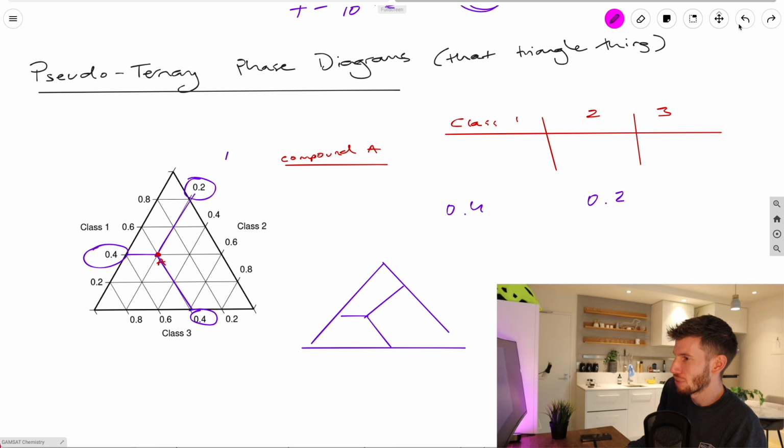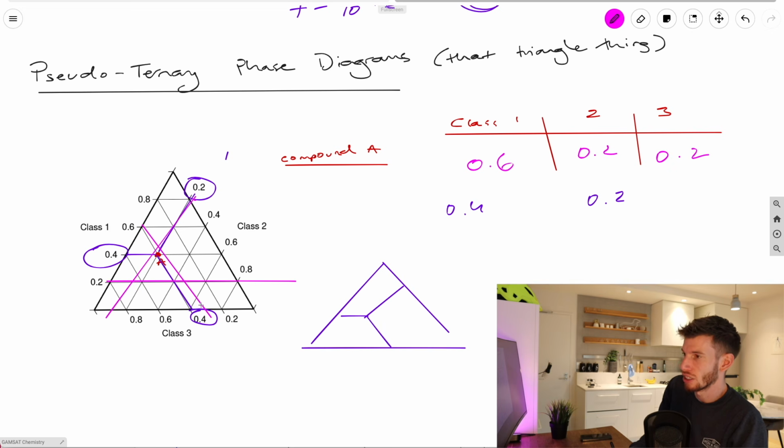Again, you can do it in a different way. So let's say this is 0.6 and this is 0.2. Then I would go 0.6, 0.2. So I'd line it up and I'd just run a line right across like that. And then class 3 would have to be the leftovers, which would also have to be 0.2. And then I can see there, they actually don't cross, which means that is actually not a possible compound in that case. And this is effectively how you read them.